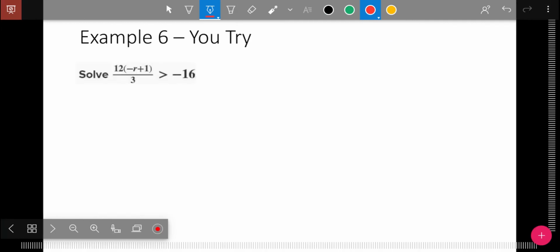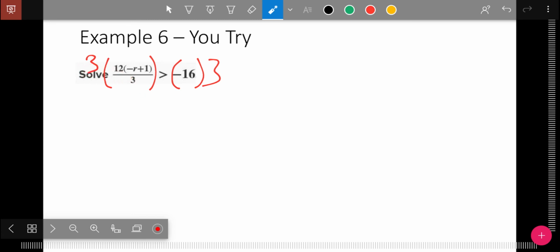Let's look at another example here. This is a U try. You could try here on your own, but I want to kind of work through it. If you want to pause and try your own, you can check your work. I want to multiply each side by 3 because this whole thing here is divided by 3. I'm going to multiply by 3.